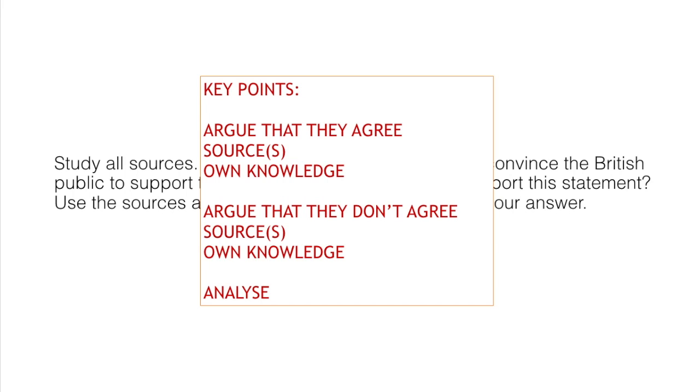So argue that the sources agree with the statement that the British government failed to win the public support for the war. Find sources to back that up and use your own knowledge. And then flip it and argue that they don't agree with that statement and actually the public did support the war effort, using sources and own knowledge to back that up. And then you do that analysis at the end.